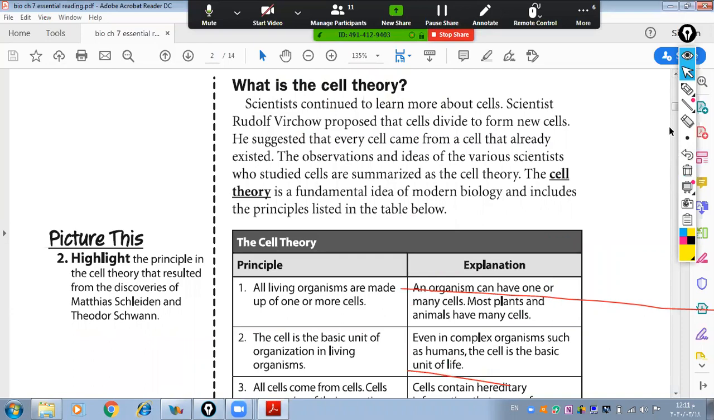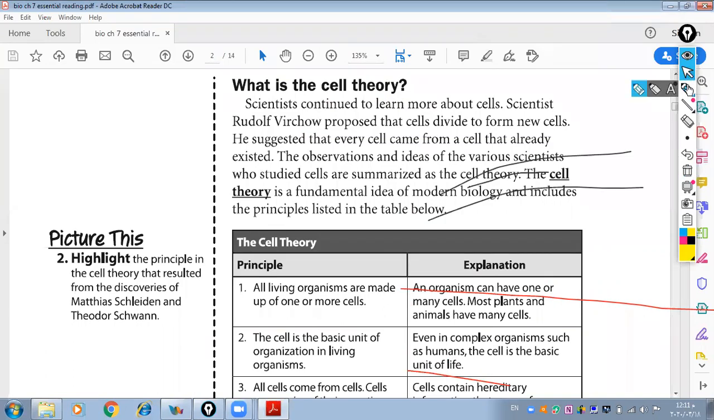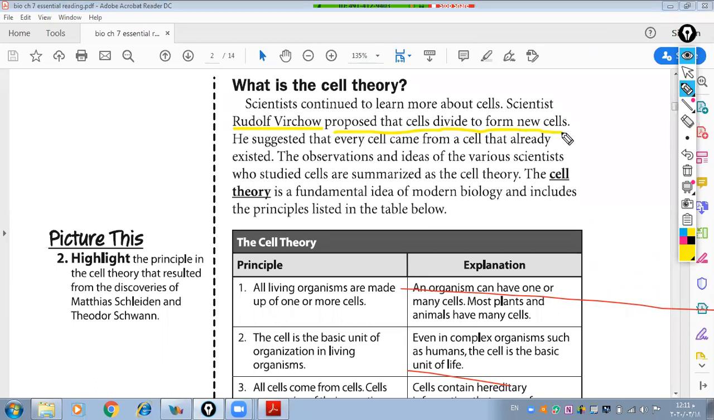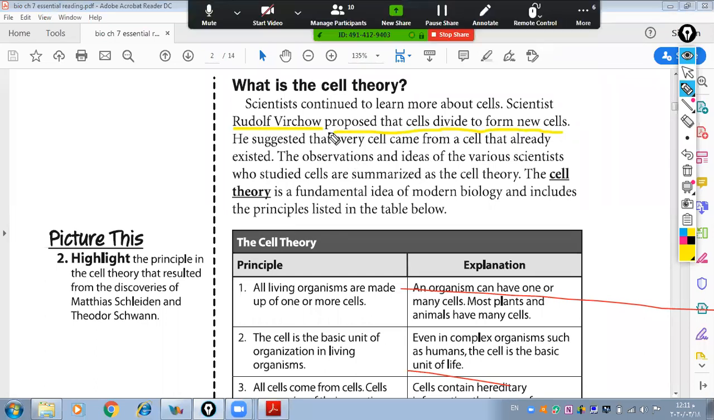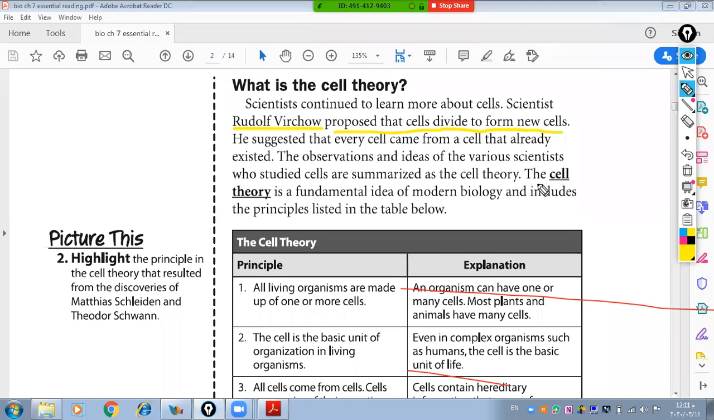You have to listen. The next scientist was Rudolf Virchow. He proposed that cells divide to form new cells. Should we study dates or no? No dates, no dates. So Rudolf Virchow proposed that cells divide to form new cells, and we said all of these ideas, scientists agreed to put all of these ideas in a theory. They called it cell theory.